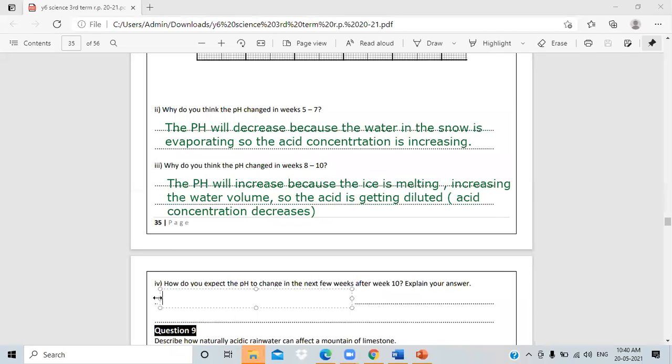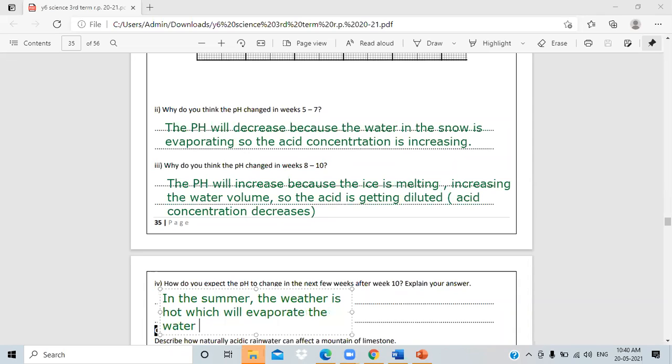Okay. So in the summer, we're going to start it this way. In the summer, the weather is hot, which will evaporate the water. So the acid concentration will increase and the pH will decrease again.